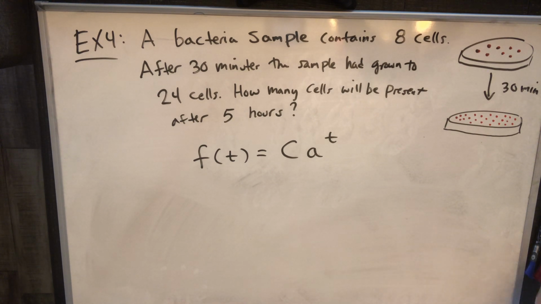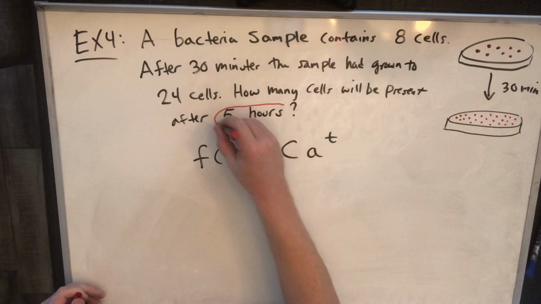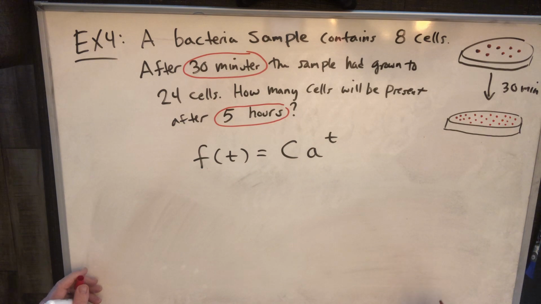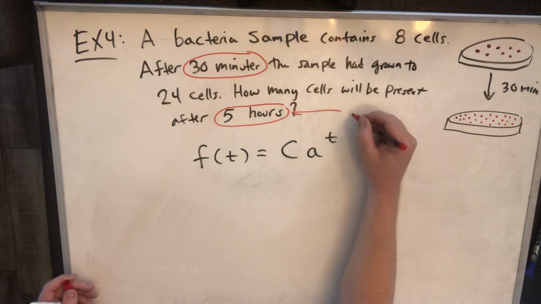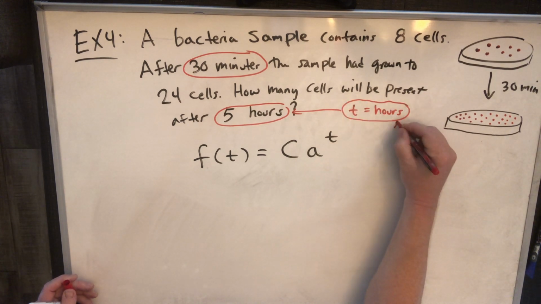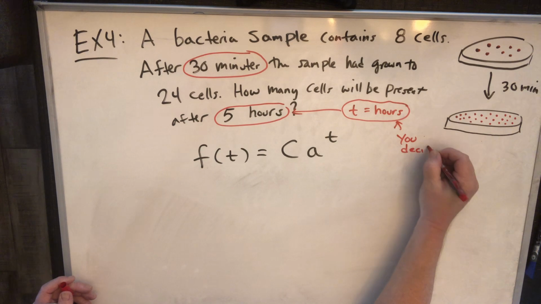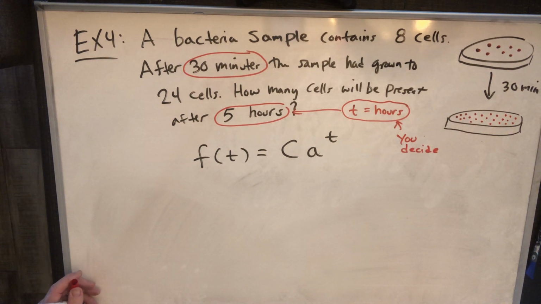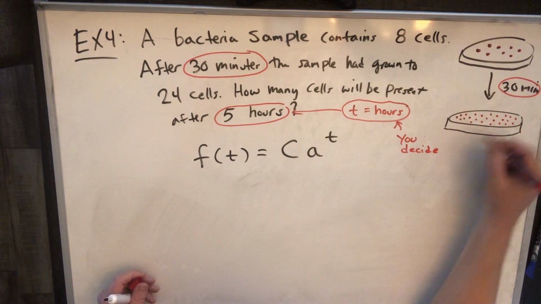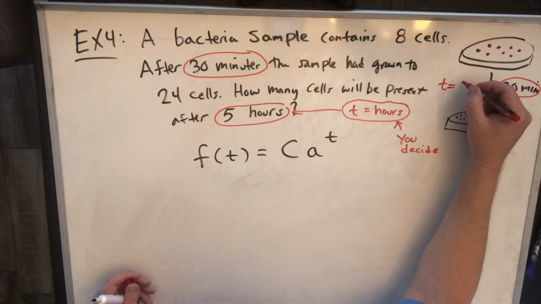Now we have a little bit of a discrepancy here. We're talking about hours and we're talking about minutes. I think it's better to represent t in terms of hours, but you decide how you want to represent t. Once you've made your decision, you can't change your mind halfway through the problem. So I'm deciding at the beginning that I want to represent t as hours. Therefore 30 minutes, t becomes half an hour, 0.5.